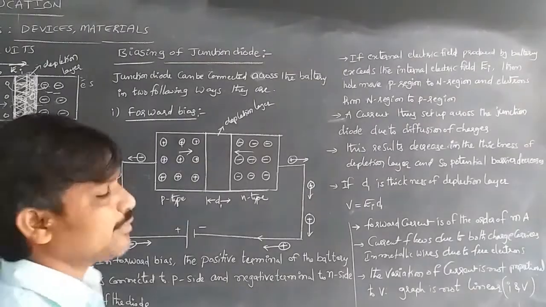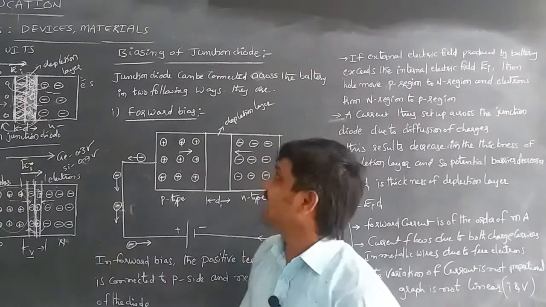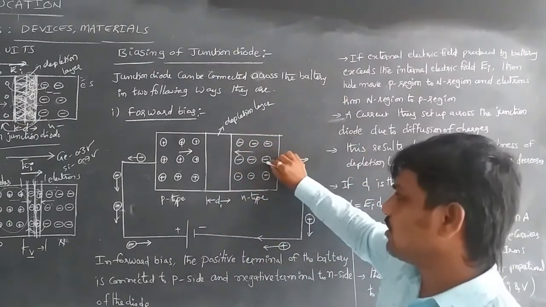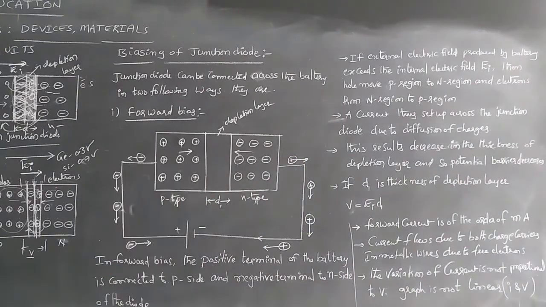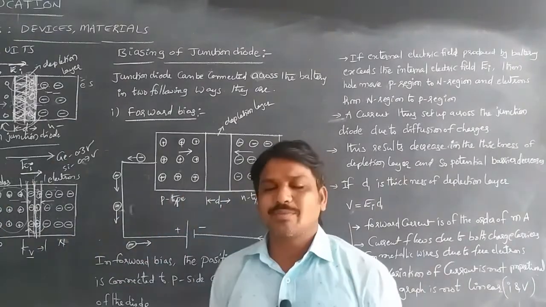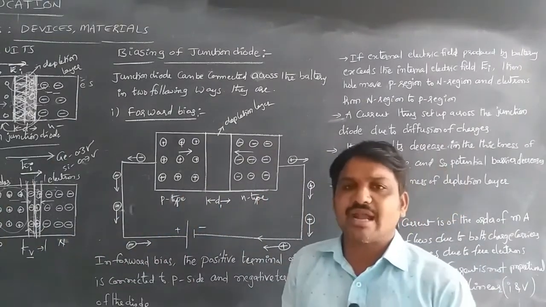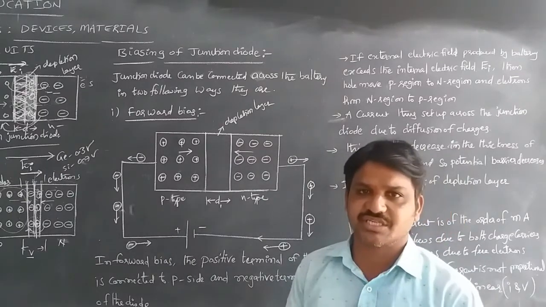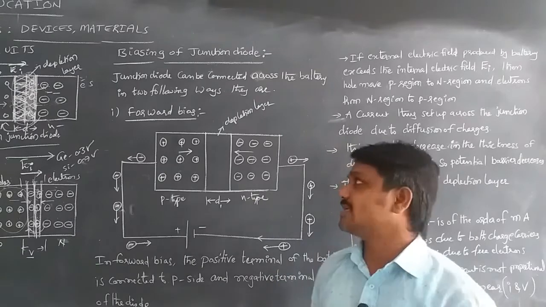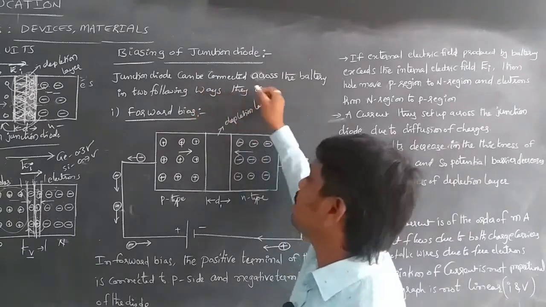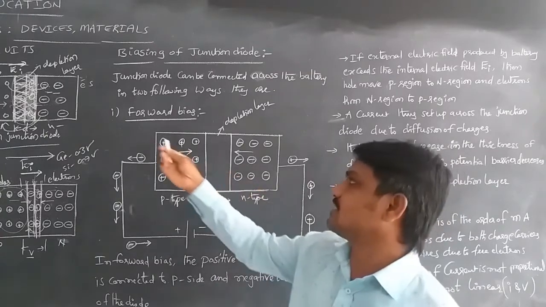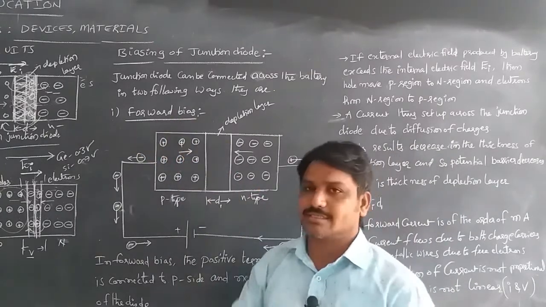So, forward biased. Biasing a PN junction diode means connecting a battery to the PN junction diode. That can be done in two ways: forward biased and reverse biased. First of all, we are going to discuss forward biased.